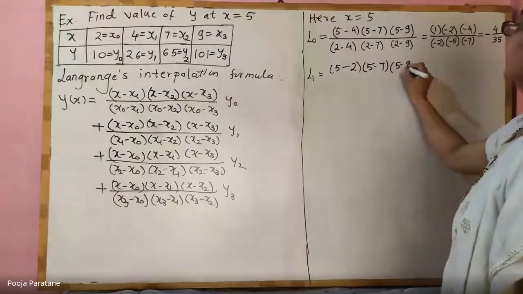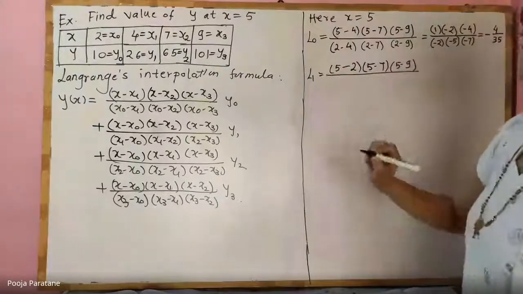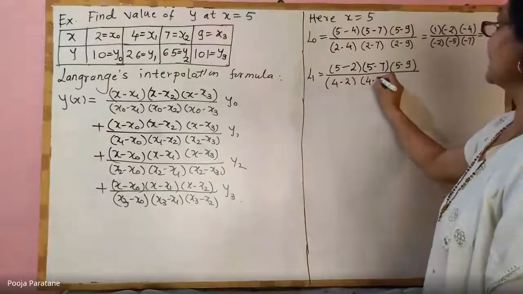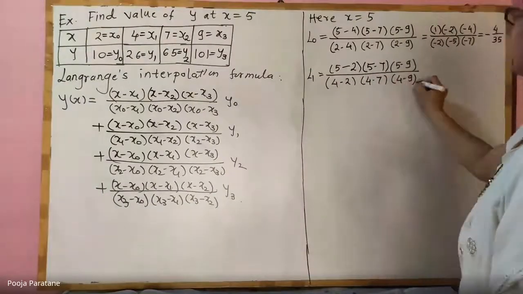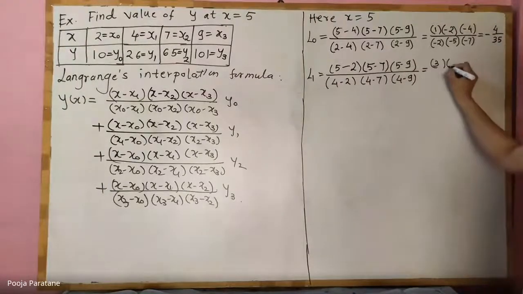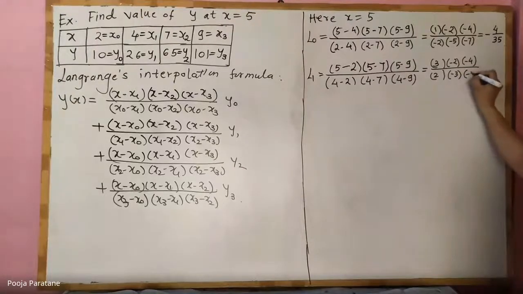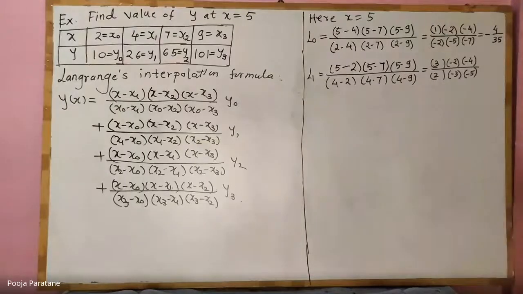5 minus 9. And in the denominator, what is x1? 4. So it is 4 minus 2, 4 minus 7, 4 minus 9. So it is 3, minus 2, minus 4. And here it is 2, minus 3, minus 5. So let us first check the sign of this ratio. Here minus minus, so it will become plus. Here again minus minus, so it will become plus. So the sign for this ratio is plus. Put the sign there.